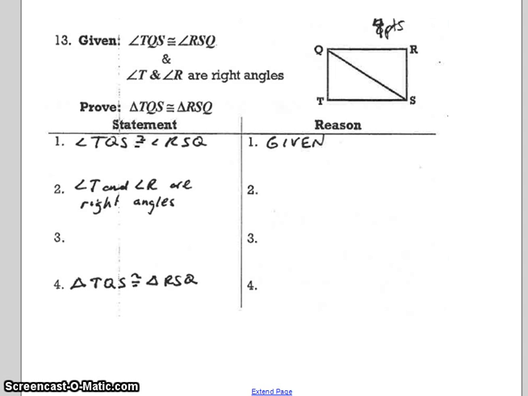Next one, just fill in the blanks. We have to prove that these two triangles are congruent, TQS and RSQ. The first one's given to you. The second one, angles T and R are right angles. That's also given to you. Step 3, we know that T and R are right angles, and we know that angle TQS is congruent to RSQ. So we have two angles.